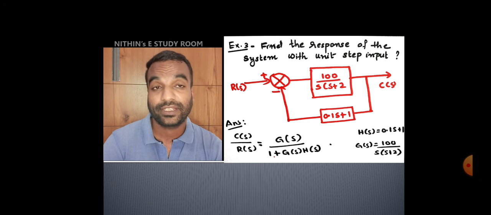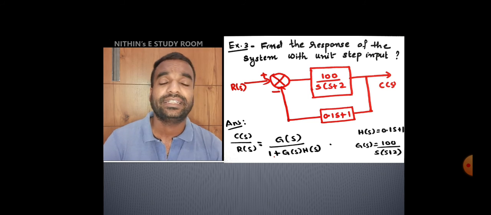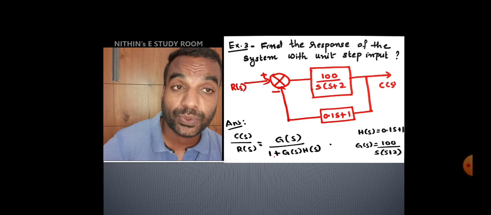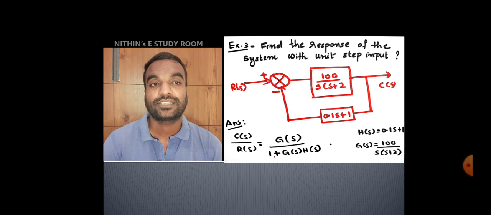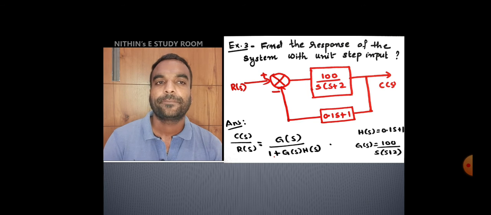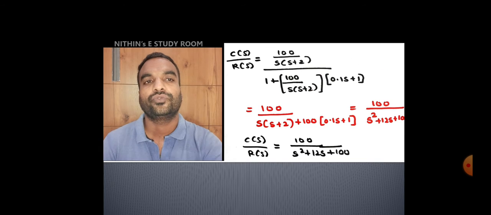Anyhow, H(s) is there. It is not a unity feedback system. Till now we were dealing only with unity feedback systems, but in this problem, it is not a unity feedback system. H(s) is given as 0.1s plus 1 and G(s) is equal to 100 by s into s plus 2. Now we are going to solve it.